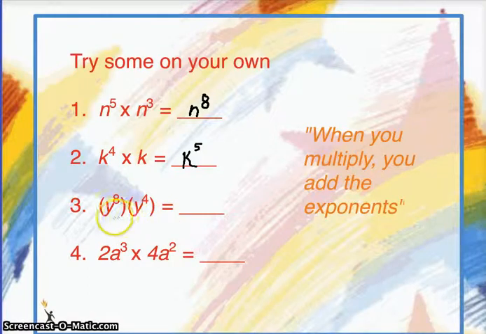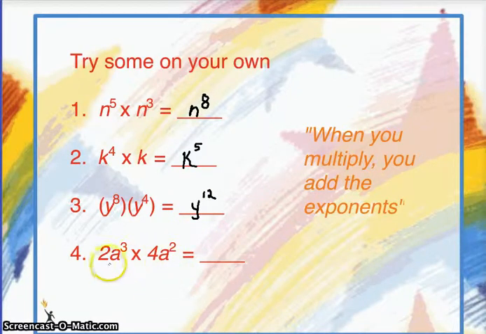Okay. In this third problem, these parentheses still represent multiplication. It's just another way to show it. So you have y to the 8th times y to the 4th. Again, if you keep the same base, we still have y. And if you add 8 plus 4, you should get 12.